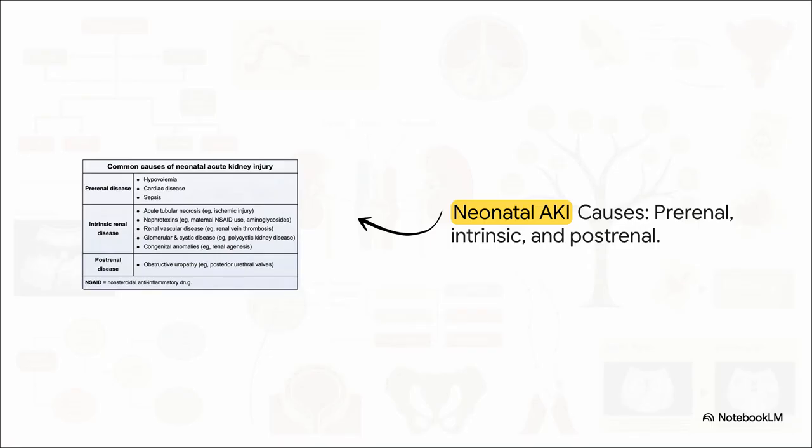When breaking down neonatal acute kidney injury, map it out into prerenal, intrinsic, and postrenal causes. Prerenal includes things like hypovolemia, cardiac disease, and sepsis. Intrinsic covers acute tubular necrosis, nephrotoxins, renal vein thrombosis, and cystic disease. And then postrenal, that's going to point you straight toward an obstructive uropathy.